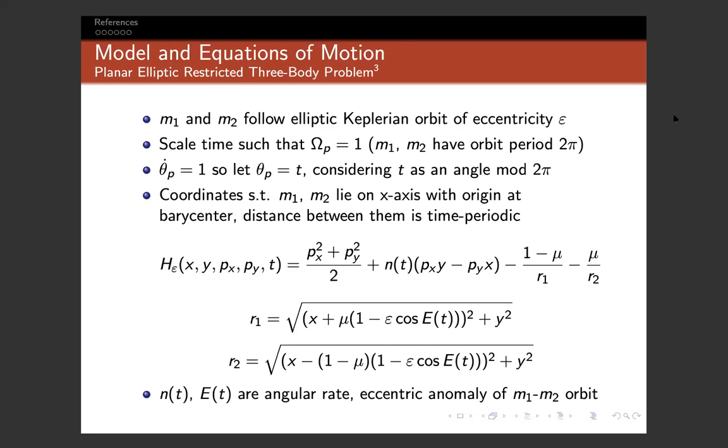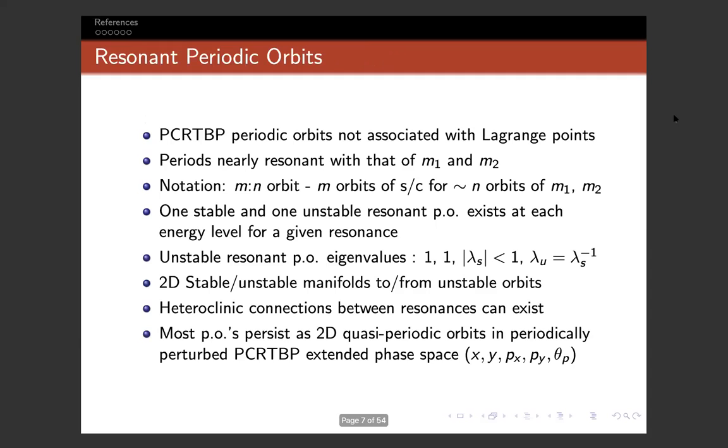So now just a quick overview of what resonant periodic orbits are. These are periodic orbits in the planar circular problem which are not associated with Lagrange points. The periods are basically those that are almost resonant with that of the M1, M2 orbit. So basically approximately rational multiples of 2 pi in the units that we're using.